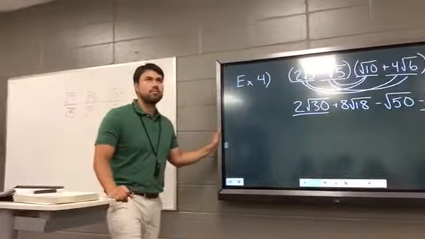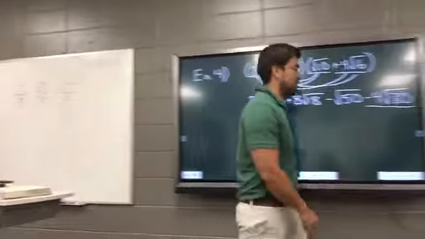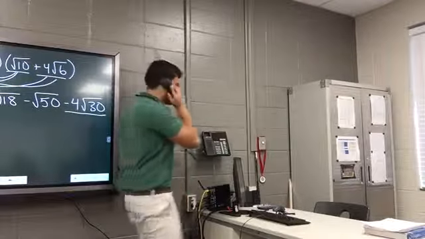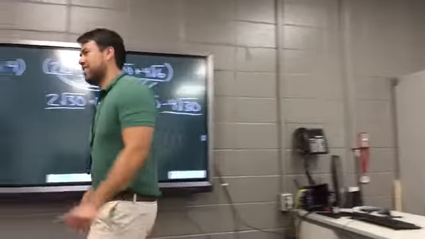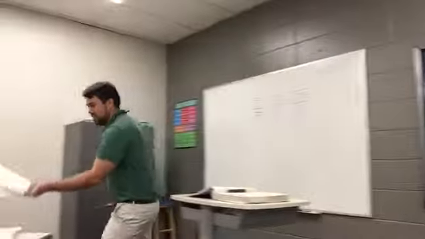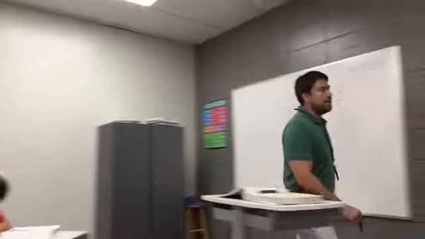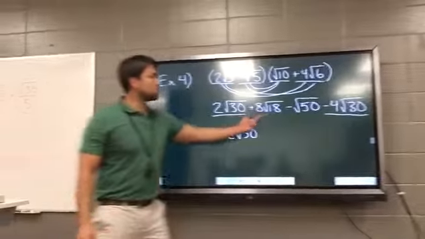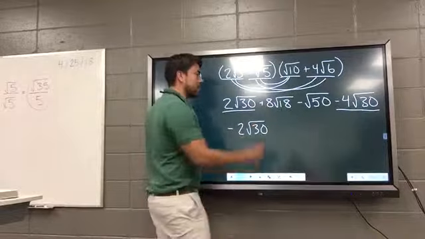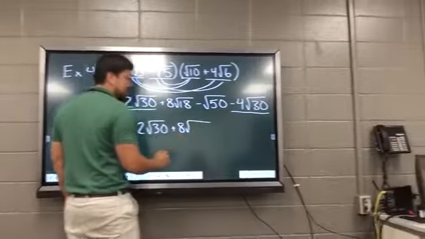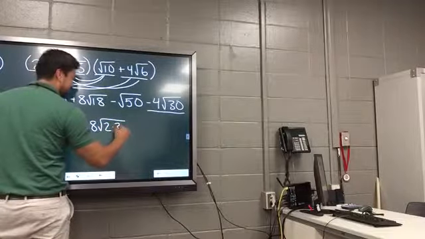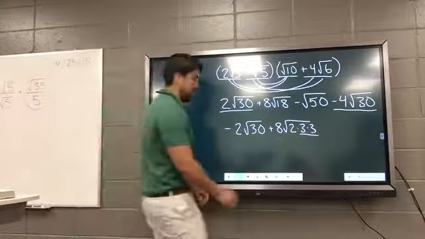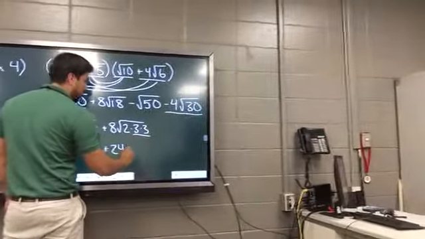What's 2 times the square root of 30 plus negative 4 times the square root of 30? Negative 2 times the square root of 30. But then I'm looking at those two terms in the middle. I'm thinking, they're not like terms. But can I simplify them? What's the square root of 18? It's prime. 2 times 3 times 3. I take that 3. What do I get with that one? So positive 24 times the square root of 2. I hope you guys see that.